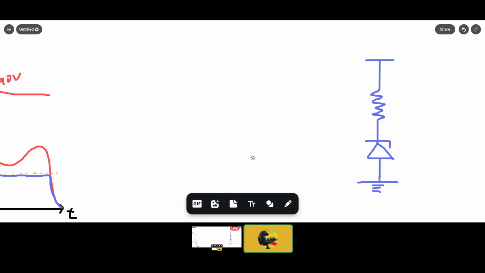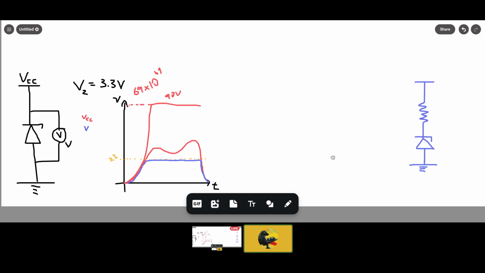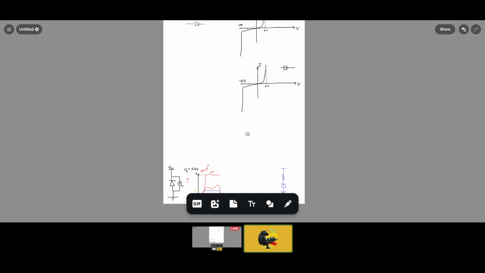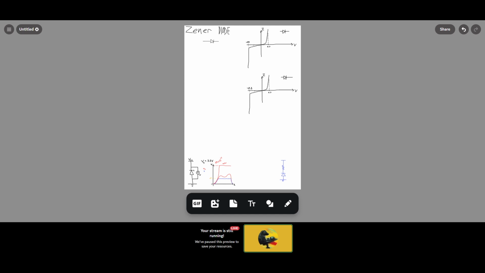So if you are tasked to design a circuit with a zener diode, add the resistor so that your zener diode does not explode. Okay, and that is zener diodes. Thank you for watching this video. And that's zener diodes.